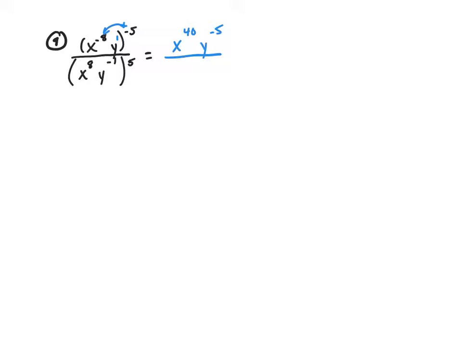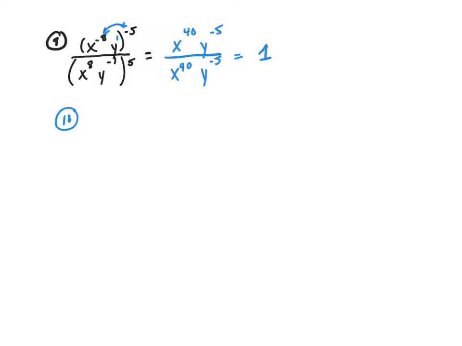Let's do the same thing in the bottom. X to the 8th to the 5th. That's going to be x to the 40th. And y to the negative 5. You've got the same thing in the numerator as the denominator, so you know your answer has got to be 1. Now let's look at question 10.